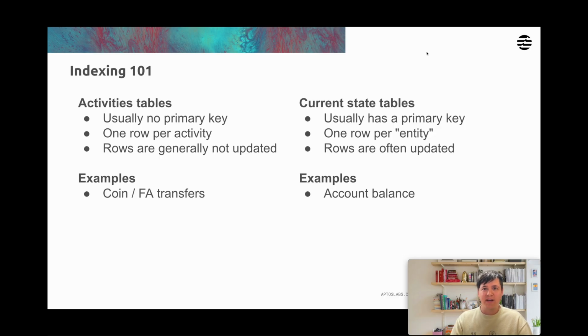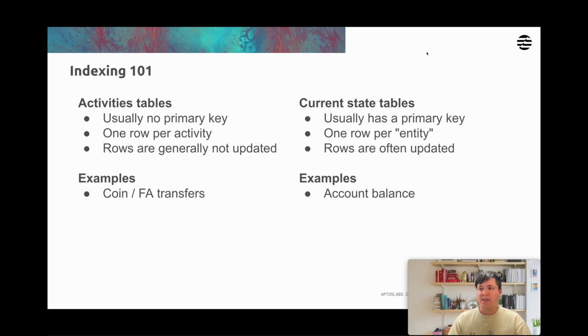So, a very quick indexing 101, we sort of think about two different kinds of tables. There are activities tables. Generally this is one row per activity. Think about something like coin or fungible asset transfers. Every time there's a transfer, that will be a row in a table, maybe with the sender and recipient and the amount and the coin type. Generally, this means there's no primary key. It's just one row per activity. And rows are generally not updated. It's like a one and done thing, and then that's it.